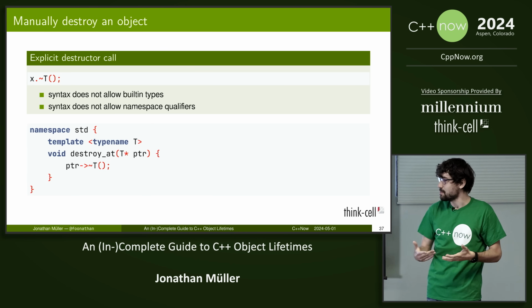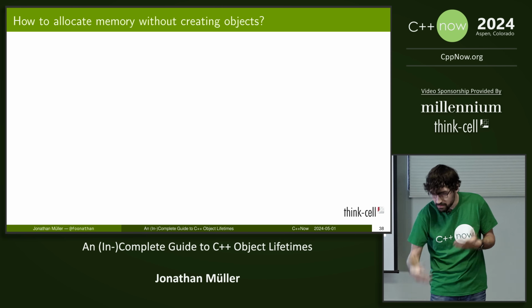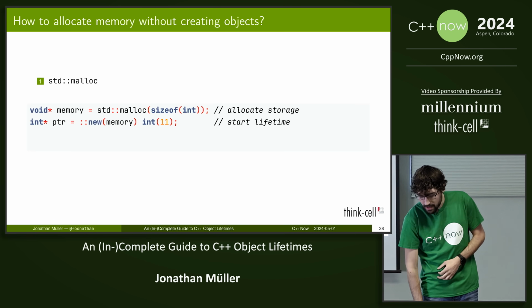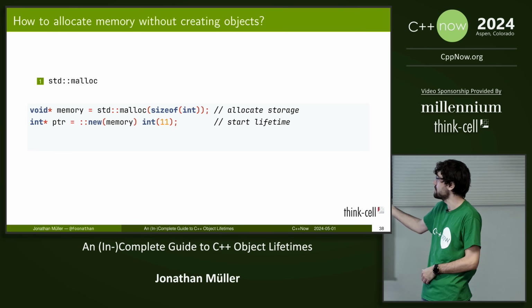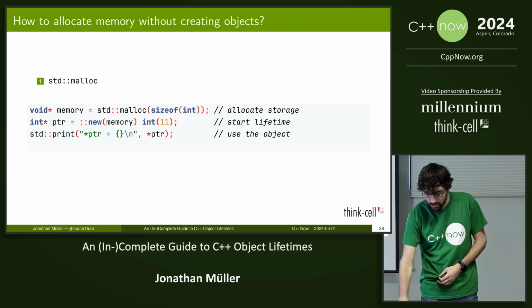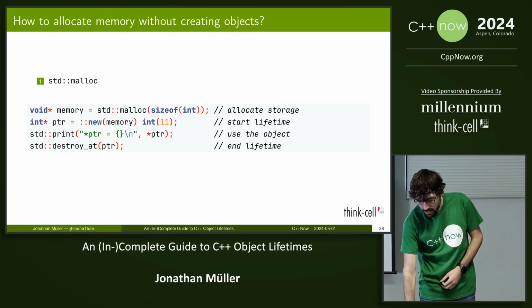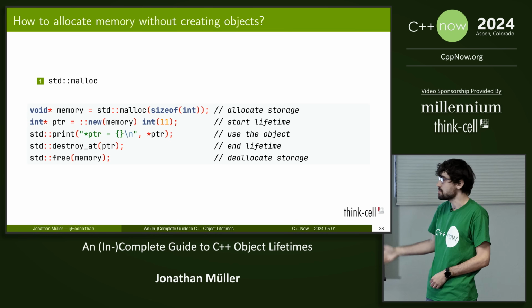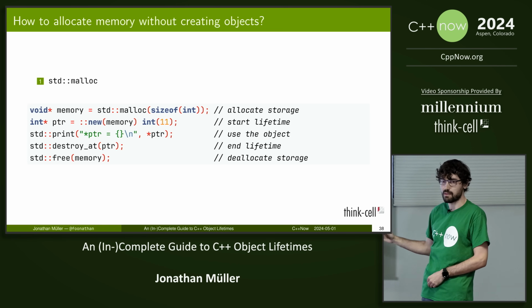So we want to create an object in some memory. So how do we get memory without objects? This is the question. For example, malloc gives you storage. It doesn't give you objects. So then we can use placement new to create an object and start its lifetime. We can then use it. We can then destroy it by ending the lifetime. And then we can deallocate the storage. And then we've got the object lifecycle completely explicit. We've done every single thing.